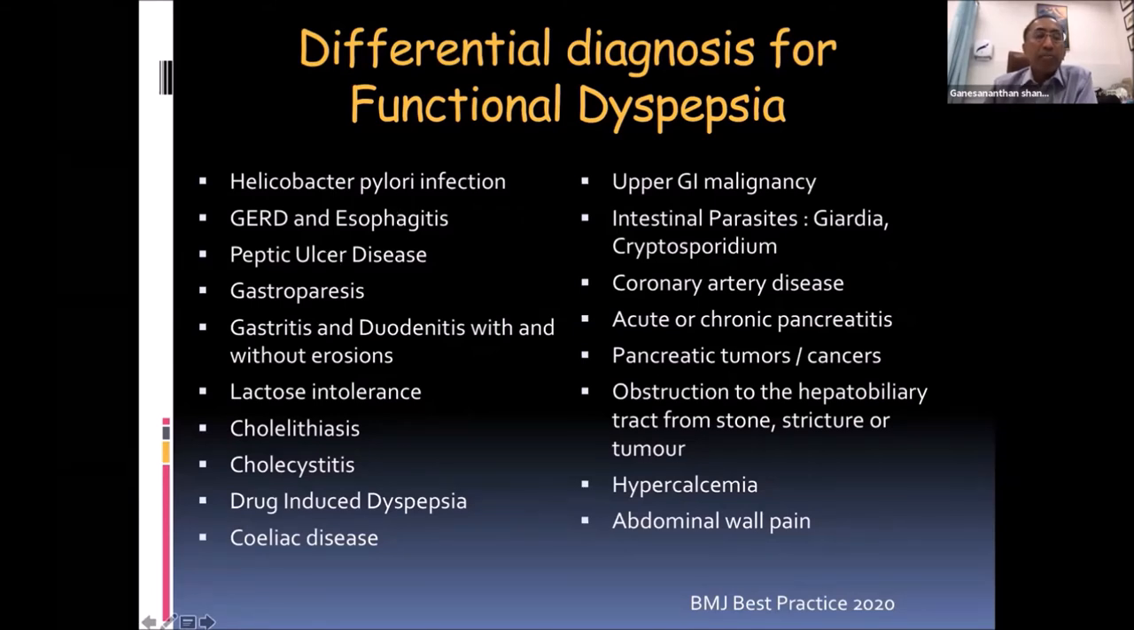It ranges from peptic ulcer disease, reflux, Helicobacter pylori-related infection and their related diseases, lactose intolerance, cholelithiasis, cholecystitis, drug-induced dyspepsia, upper GI malignancy, parasitic infection, coronary artery disease, obstruction to the hepatobiliary tract, maybe a stone, a stricture, hypercalcemia, or just abdominal wall pain.